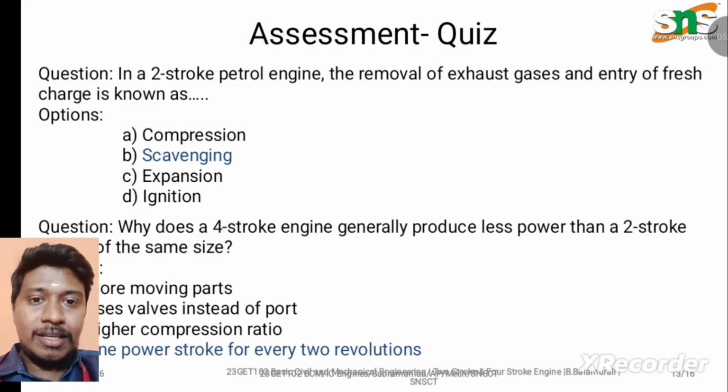I hope you understand the basic concepts of IC engines, their applications, advantages and disadvantages.